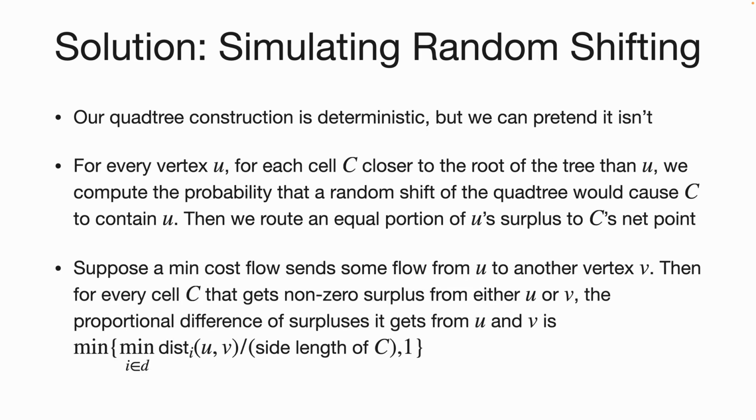Now, suppose a min cost flow sends some flow from U to another vertex V. Then, for every cell C that gets non-zero surplus from either U or V, the proportional difference of surplus it gets from U and V will be at most the minimum distance along any dimension over the shifting space. And of course, it cannot be bigger than 100%.